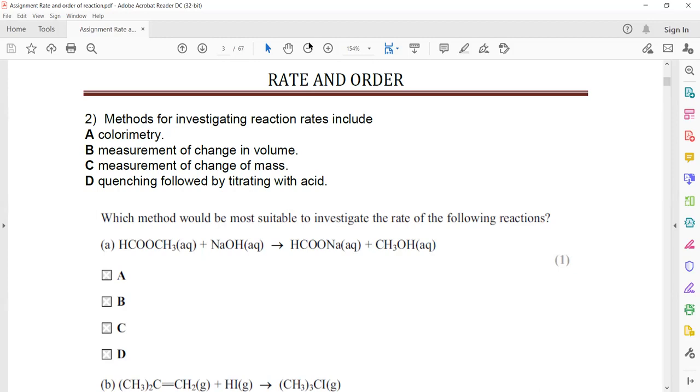That can be used if a reaction involves a gas being given off. Then there is quenching followed by titration with acid. So if alkali is involved as a reactant, we can titrate with acid. These are some techniques which can be used. So in part A, they're asking which method would be the most suitable to investigate the rate of the following reaction.